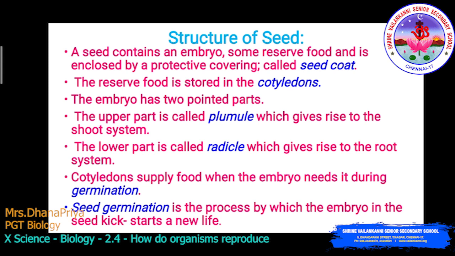The embryo has two pointed parts. Here you can see the two parts are plumule and radicle. The upper part is called plumule, which gives rise to the shoot system. The lower part is called radicle, which gives rise to the root system. Cotyledons supply food when the embryo needs it during germination. Seed germination is the process by which the embryo in the seed kickstarts a new life. So this is all about the structure of seed.